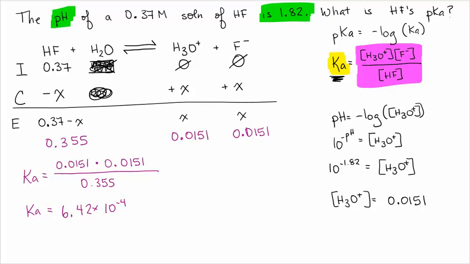And then we're going to figure out what the pKa is. The pKa is the negative log of the Ka. Negative log of 6.42 times 10 to the minus 4th. The pKa is negative log 6.42 times 10 to the minus 4th, 3.19.